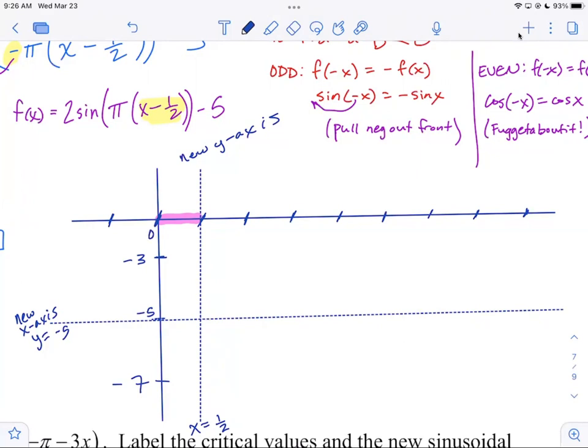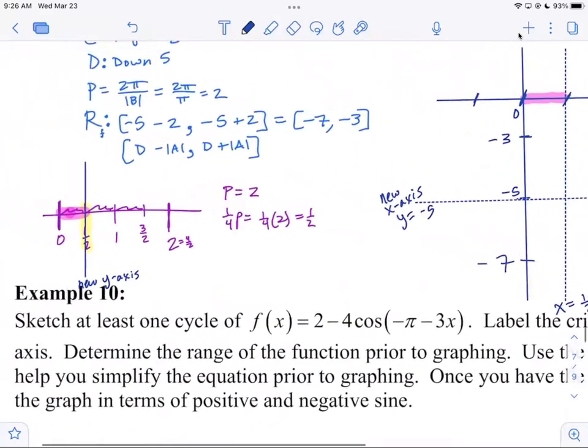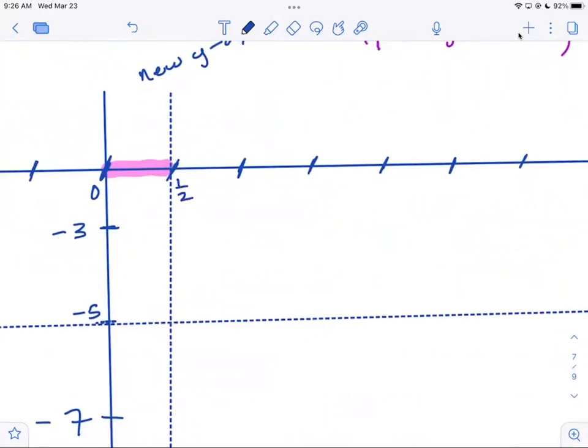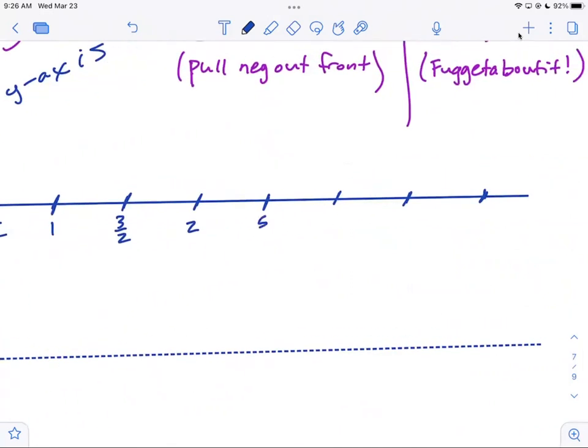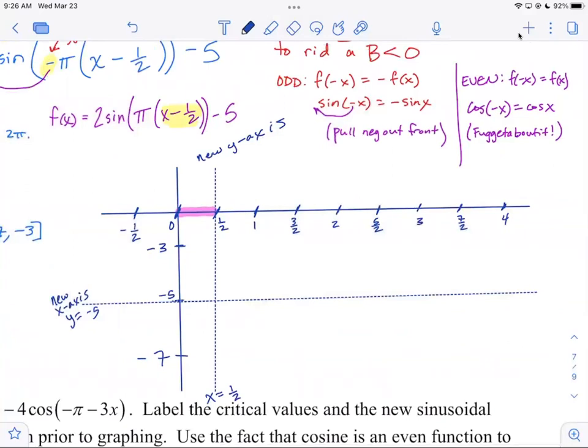This is, of course, 0. And how far apart are they? 1/2. They're 1/2 away from each other because that's 1/4 of the period. So let's count 0, 1/2, 2 halves, we simplify, 3 halves, 4 halves, which is 2, 5 halves, 6 halves, 7 halves, 8 halves, and so forth. And what is my one negative value? -1/2.